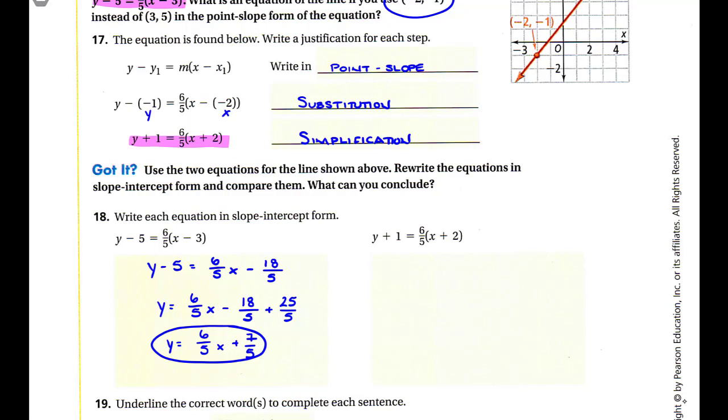If my equations are correct, then when I simplify the right-hand side, I should get the exact same thing. So I have y + 1, distribute the 6/5 through the parentheses. Now I'm going to subtract 1 from both sides.